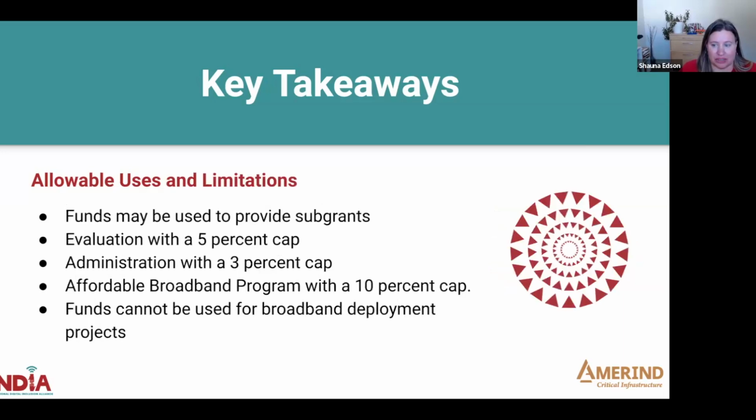And there are a few limitations around the funding for this program. A few activities can only take up a portion of the award and others are not allowed at all. So funds may be used to provide subgrants to help implement digital inclusion activities, evaluation of a program with a 5% cap, a 3% cap for administrating, and then a 10% cap for subsidies for affordable broadband programs. So they can do programs similar to the Affordable Connectivity Program, and they can't be used for deployment projects.